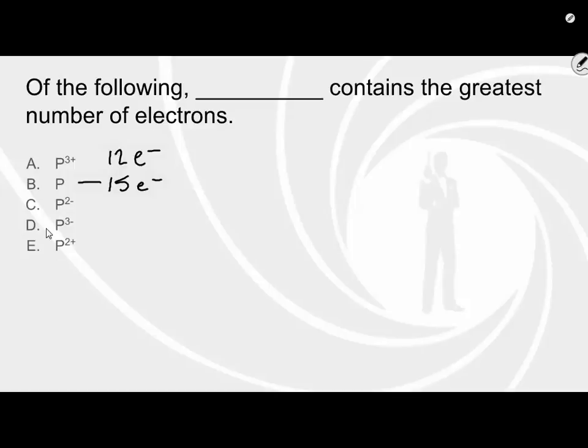Let's do the other positive. So for a +2, we've lost 2 electrons, we would have 13. Now if we are negative, that means we've gained electrons. So phosphorus -2 has gained 2, so it would be 17 electrons. Phosphorus -3 would be 3 extra, so it would be 18 electrons. So our answer should be D on that one.